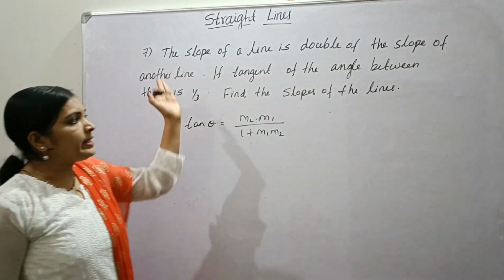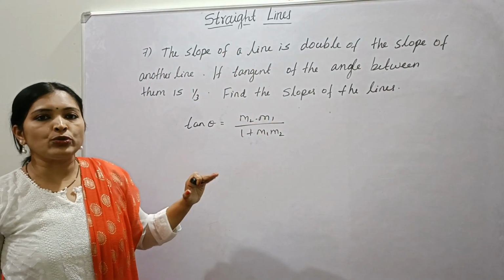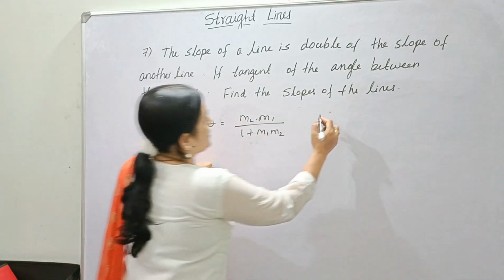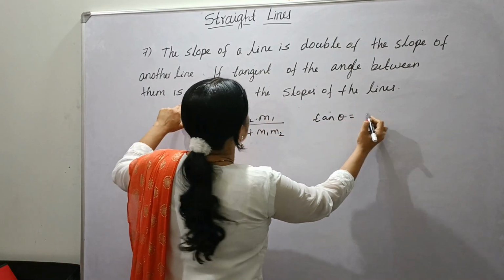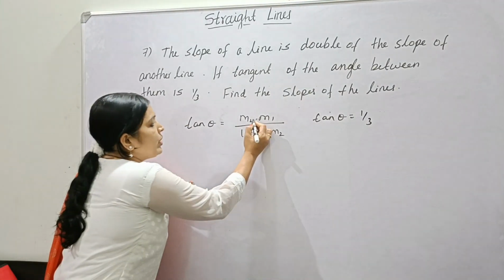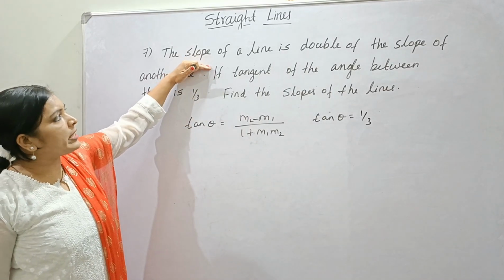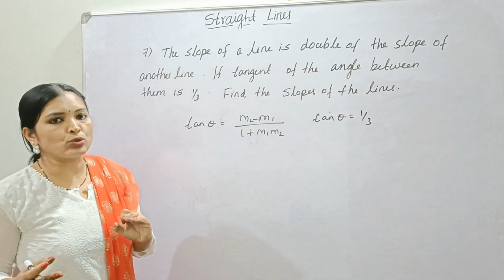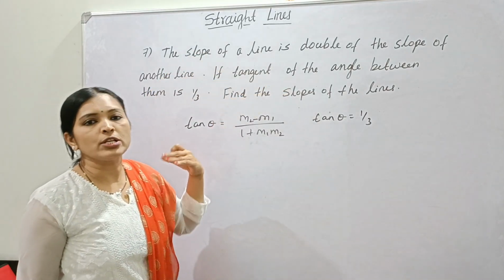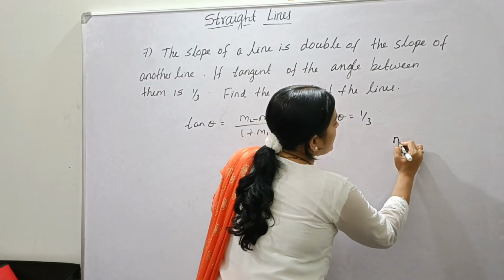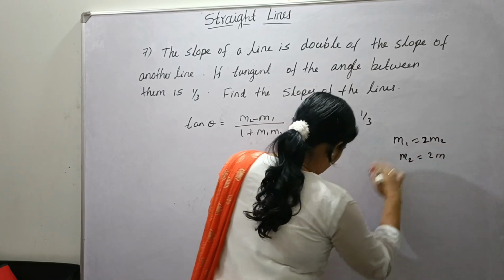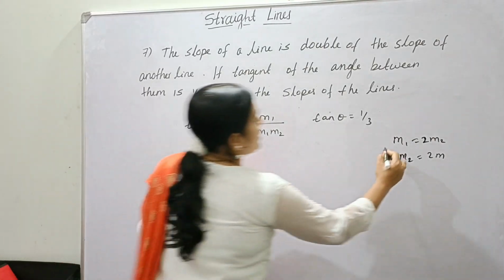Here it is given tangent of the angle. If theta is the angle between the two lines, then tangent of the angle between two lines is tan theta, right? So tan theta is equal to 1 by 3. And here it is the formula, okay? And one relationship is given, that is relationship between m1 and m2, slopes of the lines. That is, slope of one line is double of the slope of another line. That is, let us take m1 is equal to 2m2, or you can take m2 is equal to 2m1, anyone, okay? So let us substitute first one here, okay?